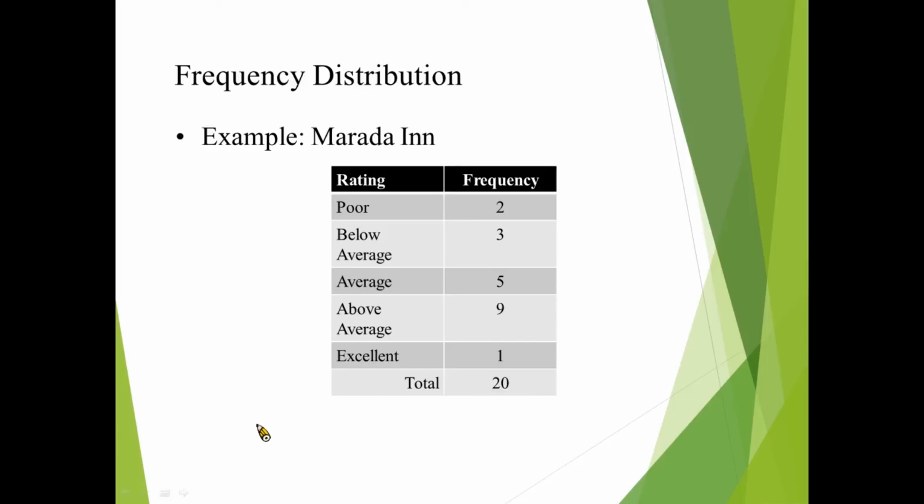Later we will run it in SPSS, and also this week in the material I gave you an SPSS file. You can run this example, and this is the frequency distribution. You can see the table: 9 is average, excellent is just 1, and most of them are above average. Okay, and the total is 20.